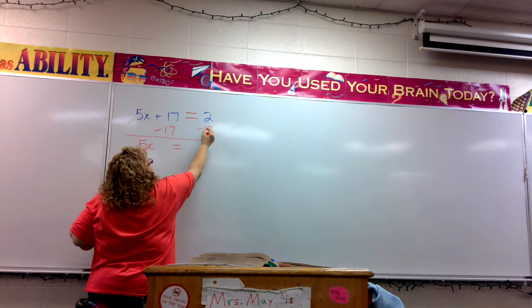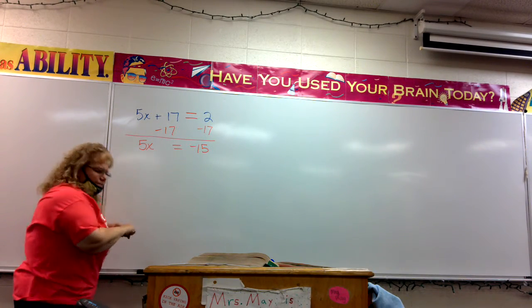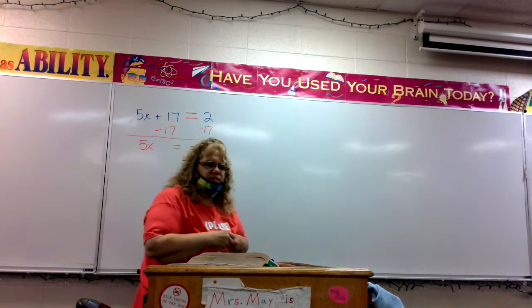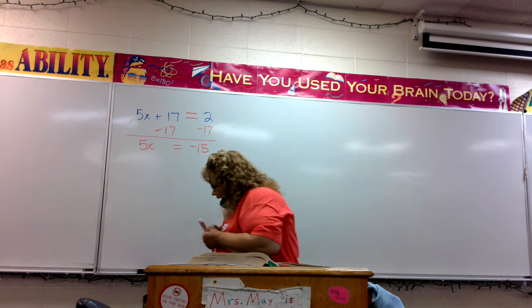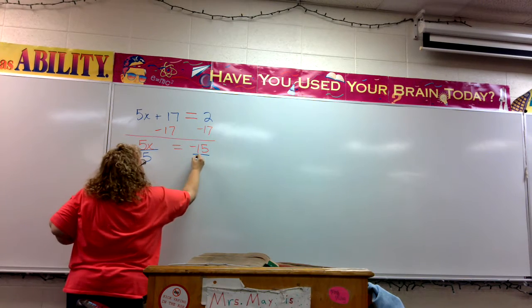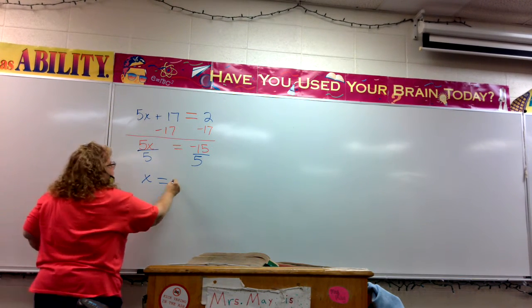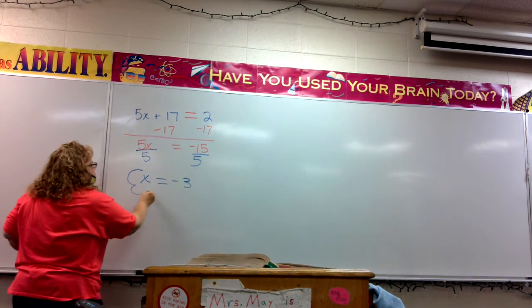What do you get over here? Negative 15. And now I have 5x equals negative 15. What's my last step? Divide by 5. Divide by 5. And I get x equals negative 3. And there's your answer.